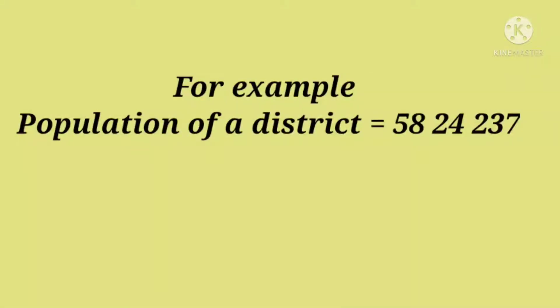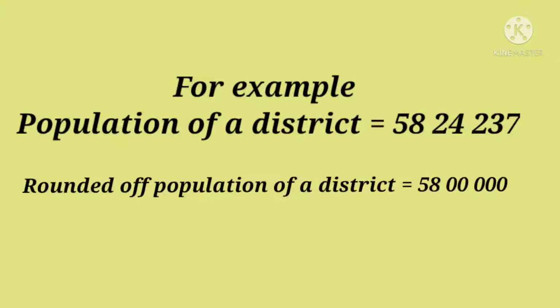For example, if the population of any district is 58 lakh 24,237, then it is difficult to remember the 7 digits and their order. But to get an idea of the size of the population of the district, we may remember the 2 digits on the left and put zeros for other digits. Thus, we can round off the population and remember it as 58 lakh.